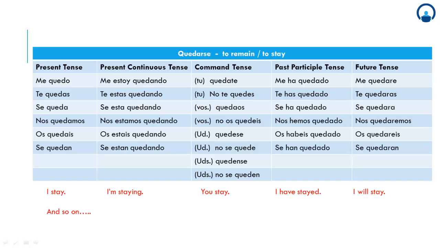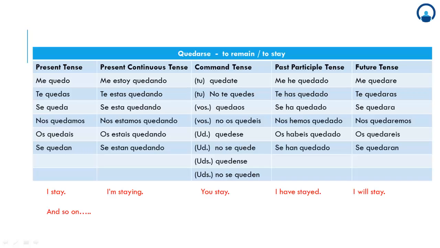The past participle tense of quedarse would be me he quedado, te has quedado, se ha quedado, nos hemos quedado, os habéis quedado, se han quedado. This is the past participle. If I take up the first person conjugation, me he quedado, that means I have stayed. If you remember the rule, the past participle is combined with the conjugation of the verb haber: he, has, ha, hemos, habéis, etc.